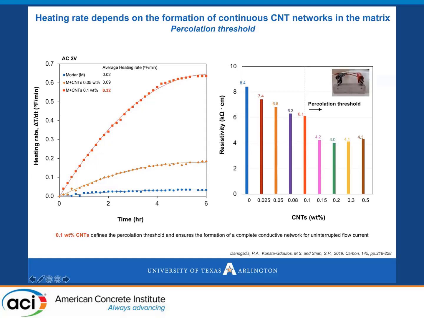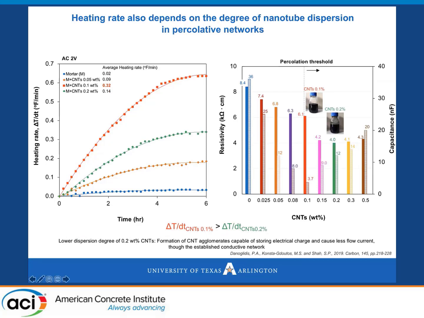If we double this amount, if we go to 0.1%, we see a great heating rate, and if you compare it to the plain mortar, this is an impressive increase of about 10 times, 9.5 actually. We have reached percolation, and we know that we're going in the right direction. We do have a continuous network, but the question here is what happens in this area around the percolation threshold. Should we use a little less or should we use a little more? In this case, we decided to go a little higher and to use 0.2%, just to make sure that the electrical network is continuous, and this way we can achieve a higher heating rate.